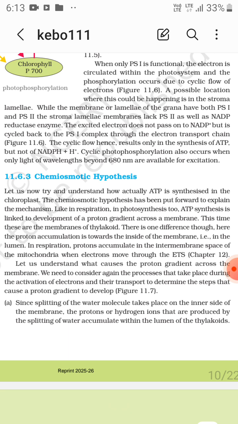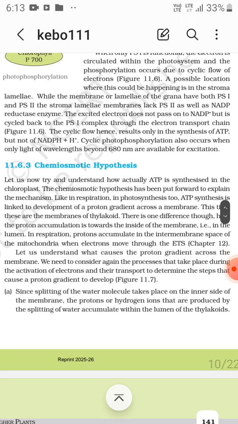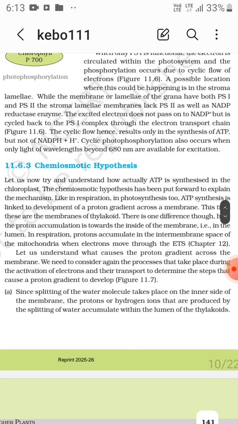Now, ATP synthesis is linked to the development of a proton gradient across a membrane, right? This time these are the membranes of the thylakoids in the chloroplast. There is one difference though. Here the proton accumulation is towards the inside of the membrane, that is in the lumen. In respiration, protons accumulate in the intermembrane space of the mitochondria.